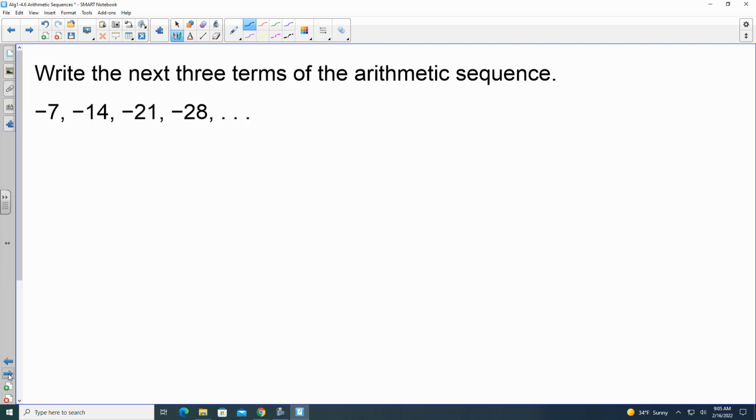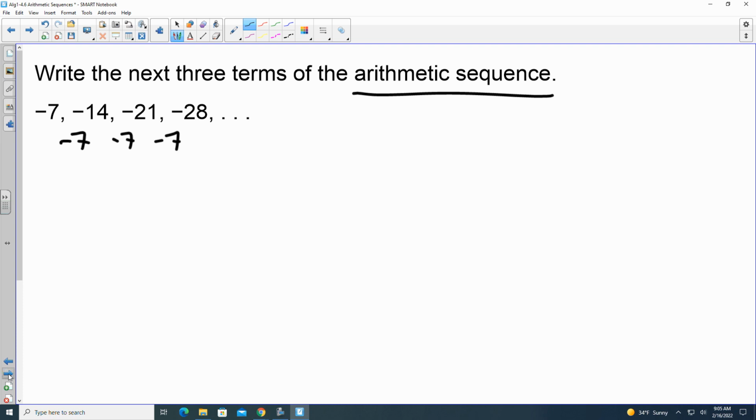In this particular example, they're asking us to find the next three terms of the arithmetic sequence. Since they're telling us that it's arithmetic, that means it must have a common difference. If it doesn't have a common difference, then it is not arithmetic. Looking at the first two numbers, I got negative 14 minus a negative 7. That gives me negative 7. Do I get that with negative 21 and negative 14? Yep, negative 7. Finally, to make sure, negative 28 minus negative 21 is negative 7.